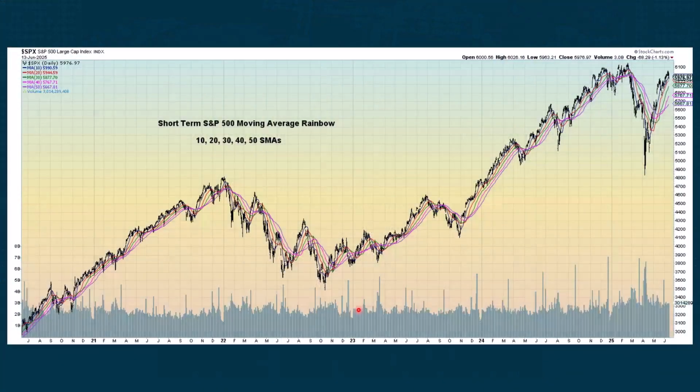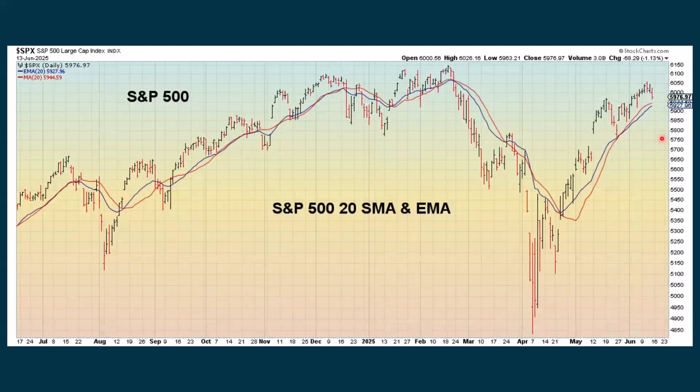A short-term rainbow, these are simple moving averages, starting with a 10-period and going all the way up to a 50-period moving average. And even with the pullback, we're still above the majority of the rainbow. So the short-term trend is still holding together for right now. And for the most part, all of these lines continue to go up, and that's positive. We keep an eye on the 20-period simple and exponential moving averages. And even with the decline, we haven't even come down to the 20-period moving average yet.